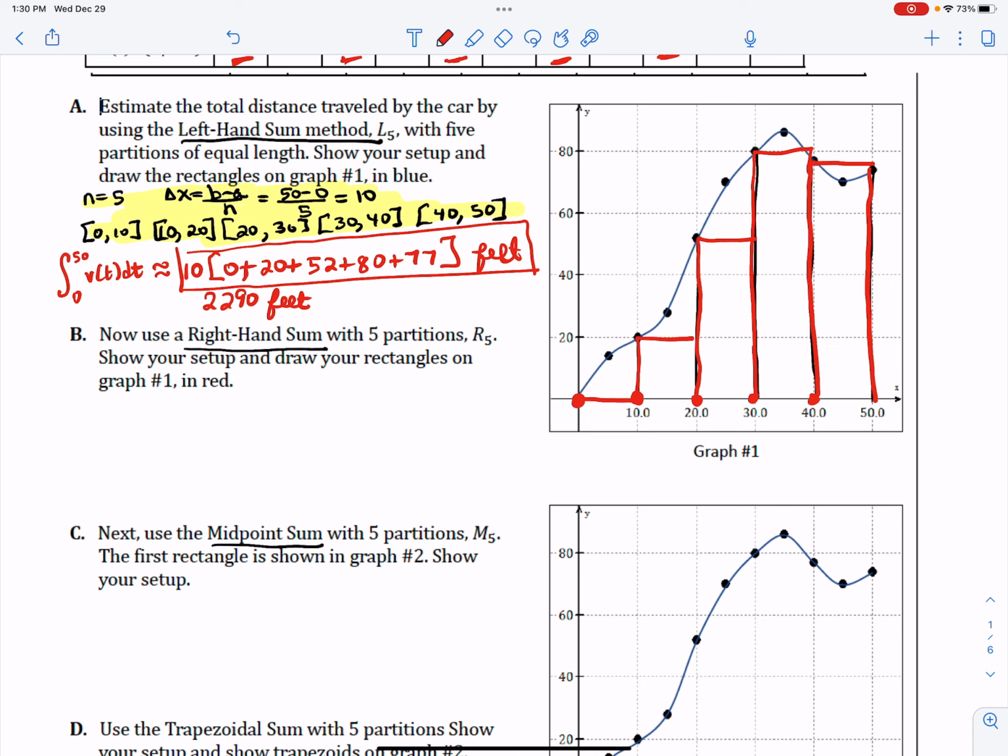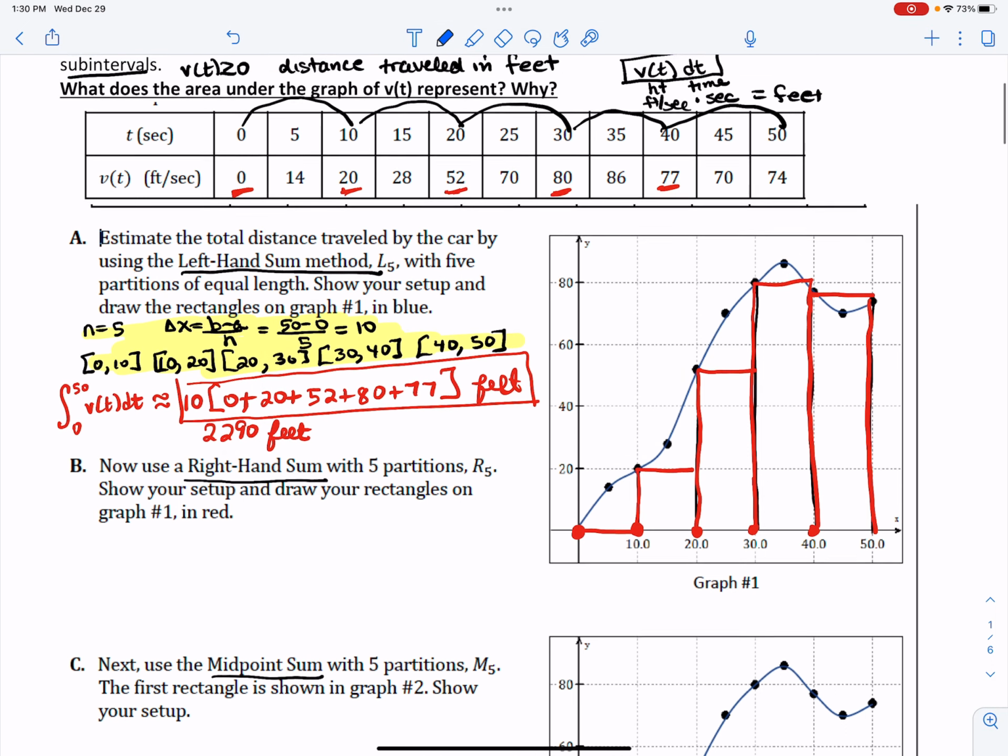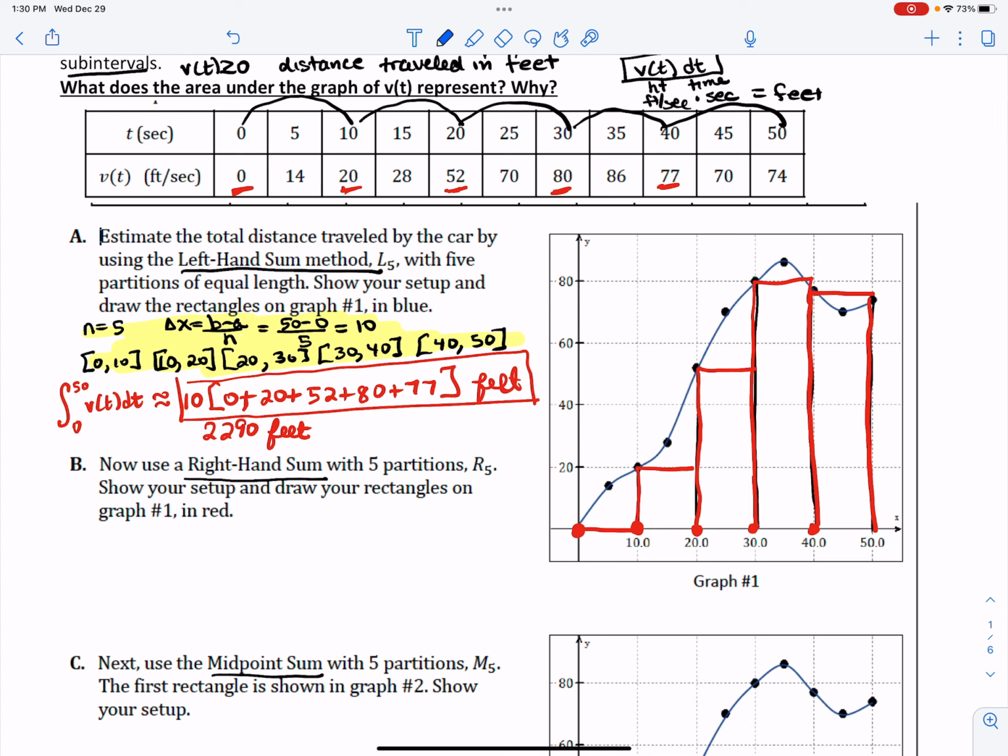Now for right Riemann sum, I will do this in blue. We pick the right endpoint in each subinterval. In the first subinterval, we're going to pick the 10, which gives us the 20. In the second subinterval, we're going to pick the 20, which gives us the 52.